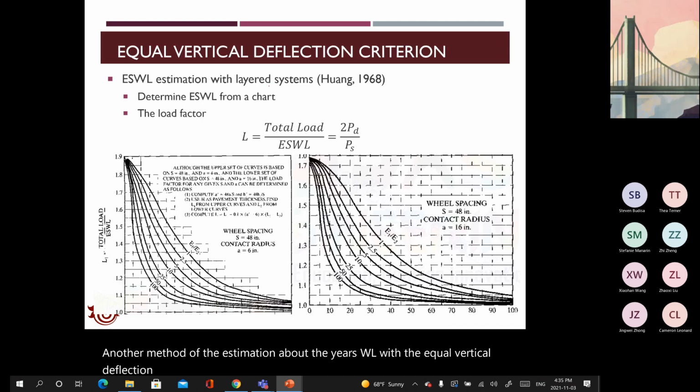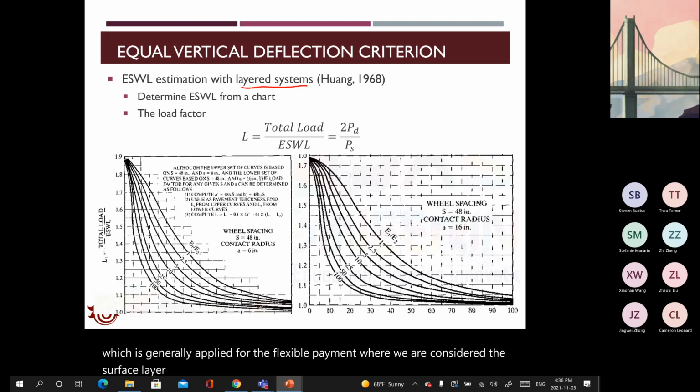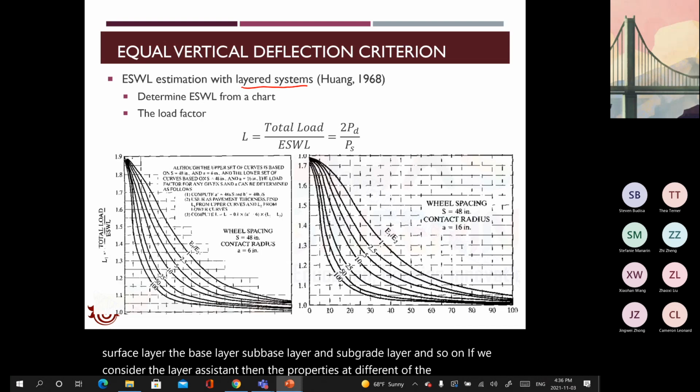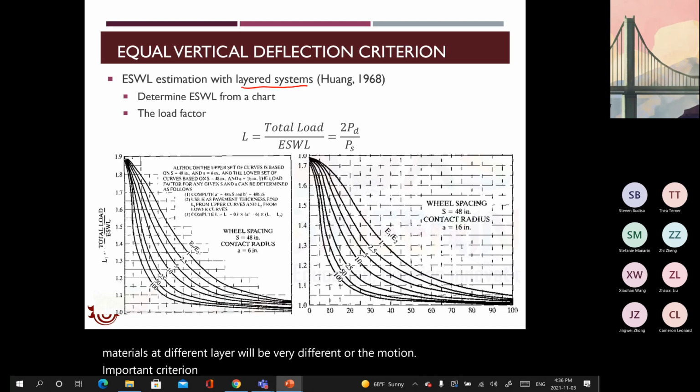But this one is only applied for the layered system, which is generally applied for flexible pavement, where we consider the surface layer, the base layer, the sub-base layer, and the subgrade layer, and so on. If we consider the layered system, then the properties of the soil or the materials at different layers will be very different. The most important feature of the property of those materials will be the modulus of elasticity.